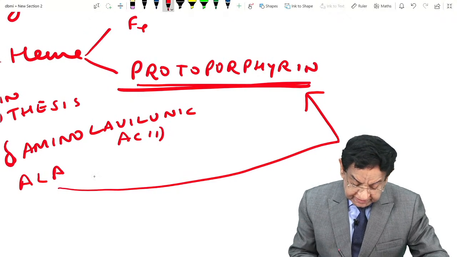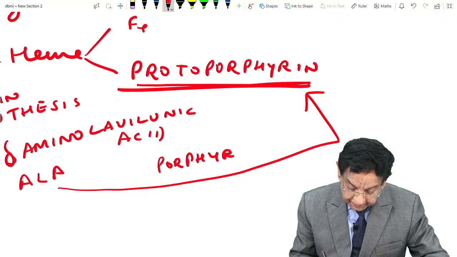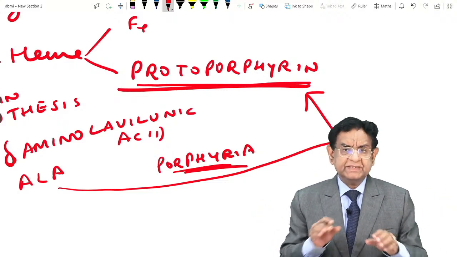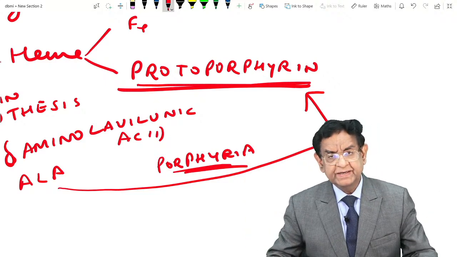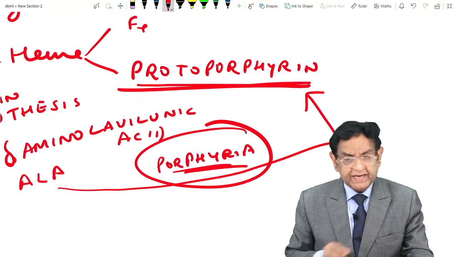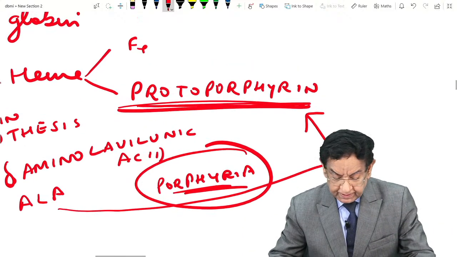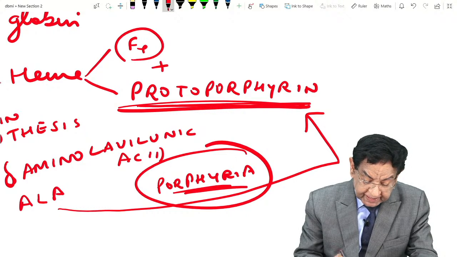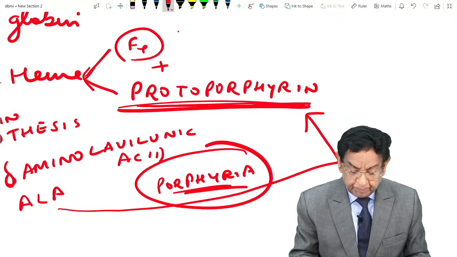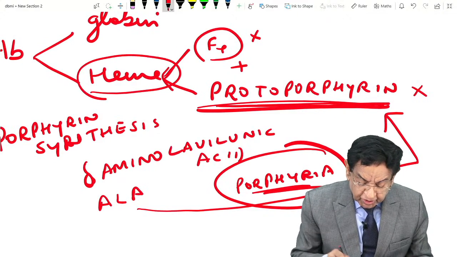So any defect in this chain formation leads to porphyria. Got it? Again, repeating a second time. Delta amino levulinic acid, after lots of steps, makes protoporphyrin. If any problem occurs in any step, we call it porphyria. Anyway, in thalassemia, there is no problem of making protoporphyrin. It is made normally. Then it combines with iron, and it will make heme. We know very well that in thalassemia there is no problem of iron, there is no problem of protoporphyrin, they are normal. Heme will be synthesized normally.